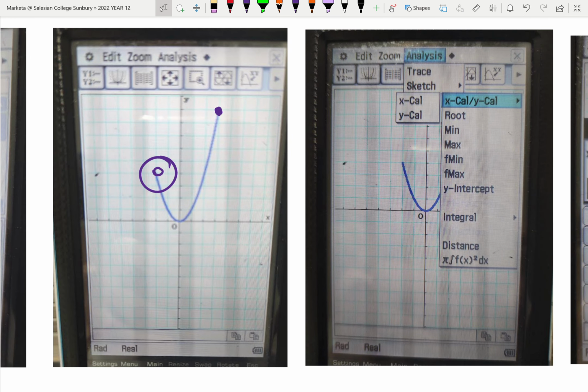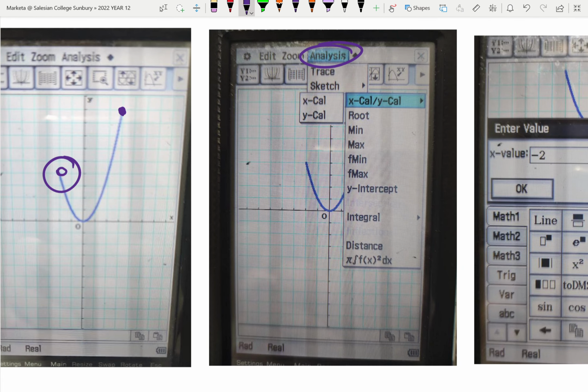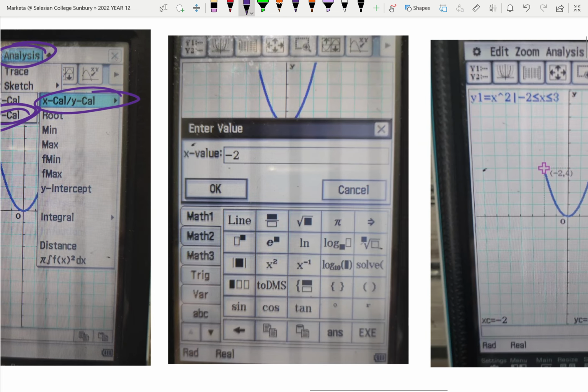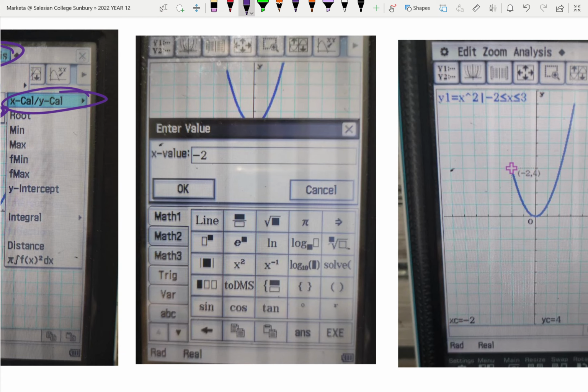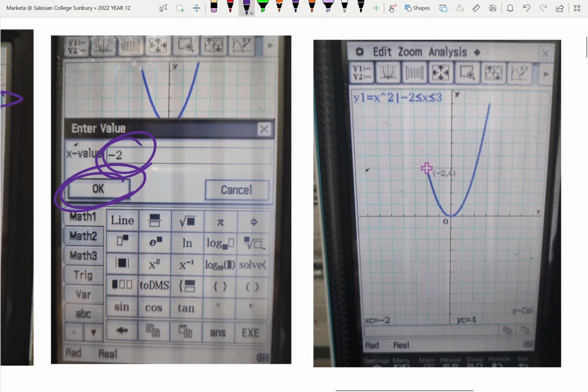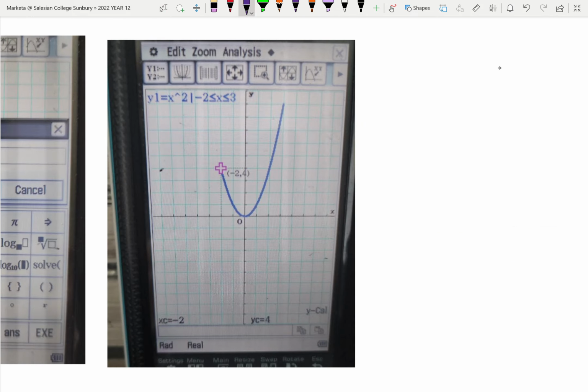So look, to locate it, we go to Analysis. So here is Analysis, G-Solve, which I didn't show, and then x-cal, y-cal, and we want to calculate the y value, so I'm selecting y-cal. This little box comes up, and I'm saying my x value is -2. When I press OK, it's going to tell me that this point is (-2, 4), and you might not be able to see that so well. Oh, well, you can actually see it down there anyway.